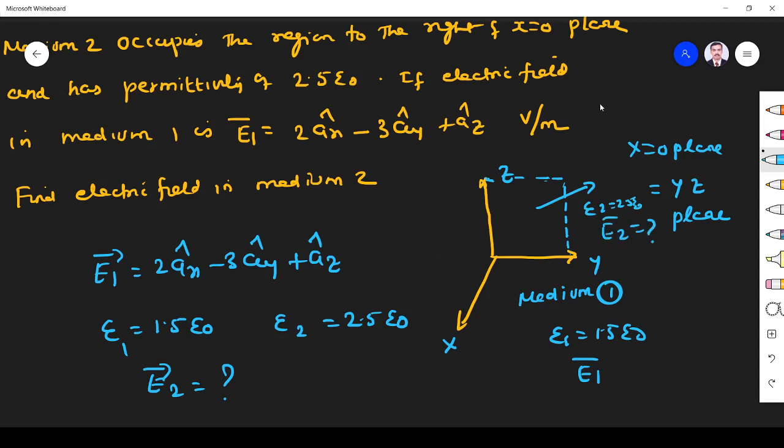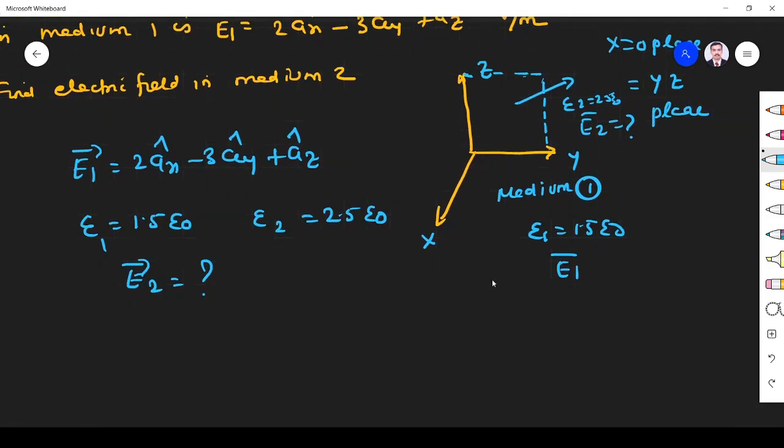So in the YZ plane, which component is normal? This is Y, this is Z. Which component is normal to that? The X component, because x is perpendicular to the YZ plane. X is the normal component, so it is ax.